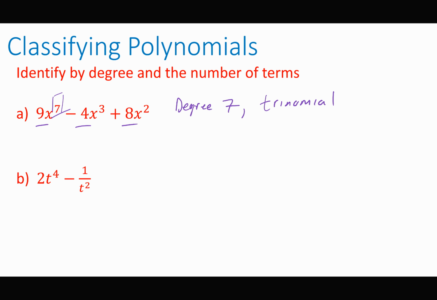Now, a little twist they could throw at you is they put an exponent in the denominator. So 2t to the 4th minus 1 over t squared, okay? This one fails, degree does not apply in this case, but we could call this a binomial. Okay, so degree does not apply on this one. But there are 2 terms happening.